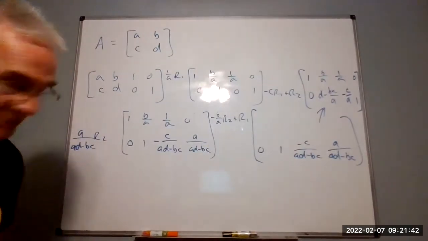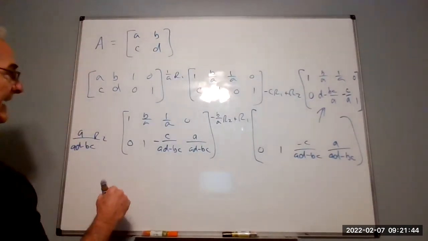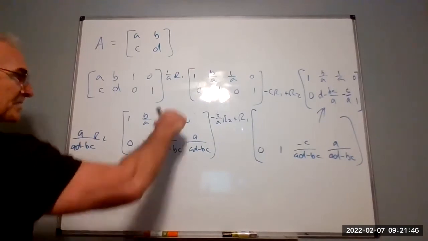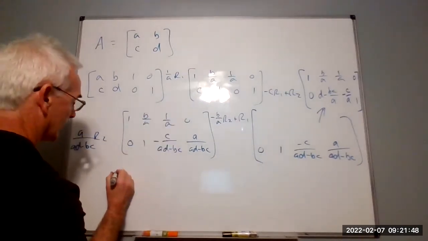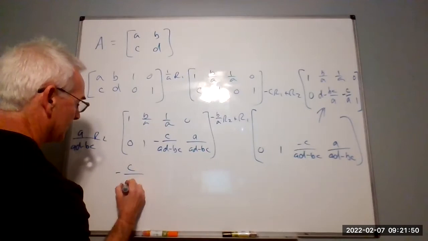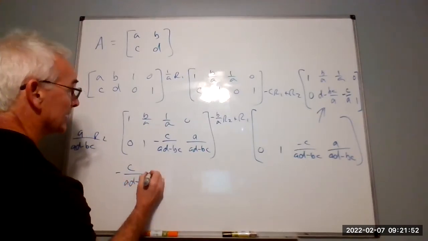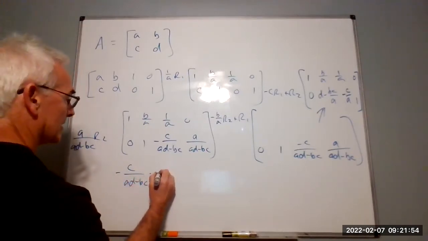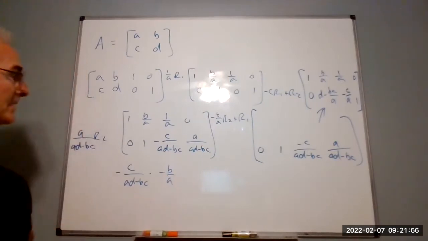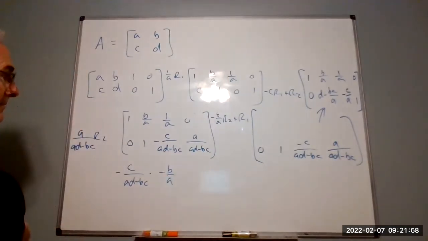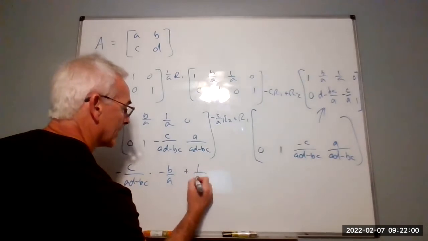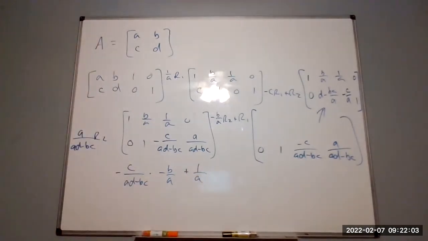Now, a little bit of algebra. I'm going to take negative B over A times this and add it to this. So I'll write it right here. Negative C over AD minus BC times negative B over A, and I'm going to add it to 1 over A. That looks like a big yikes, doesn't it?